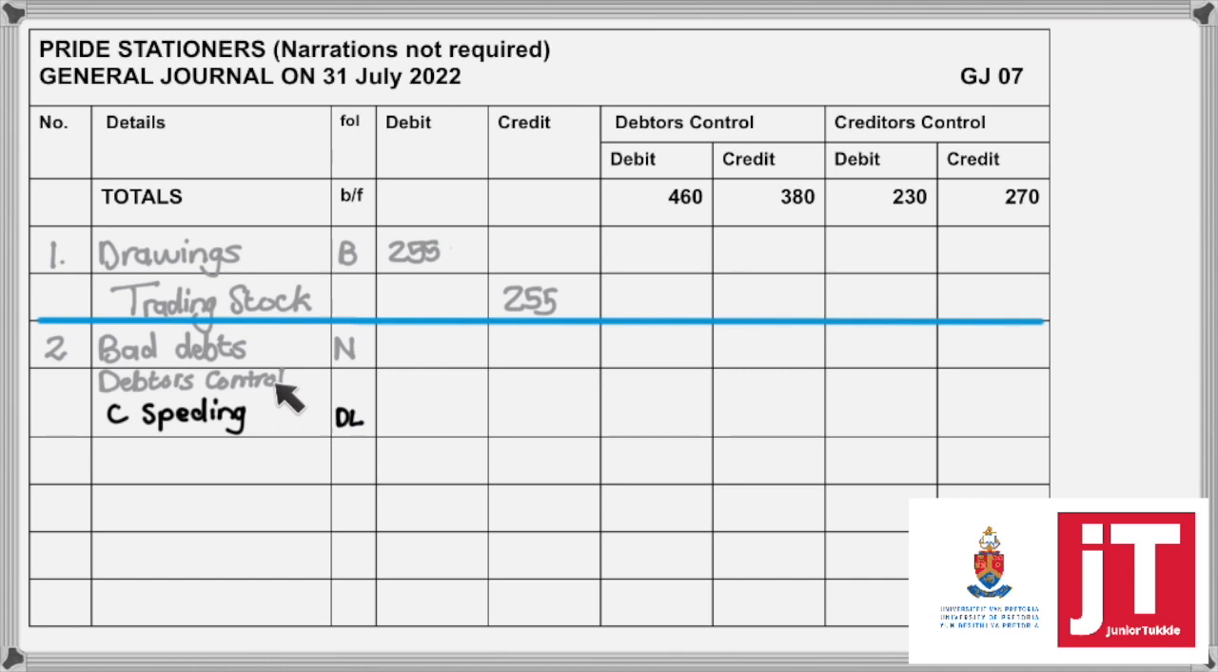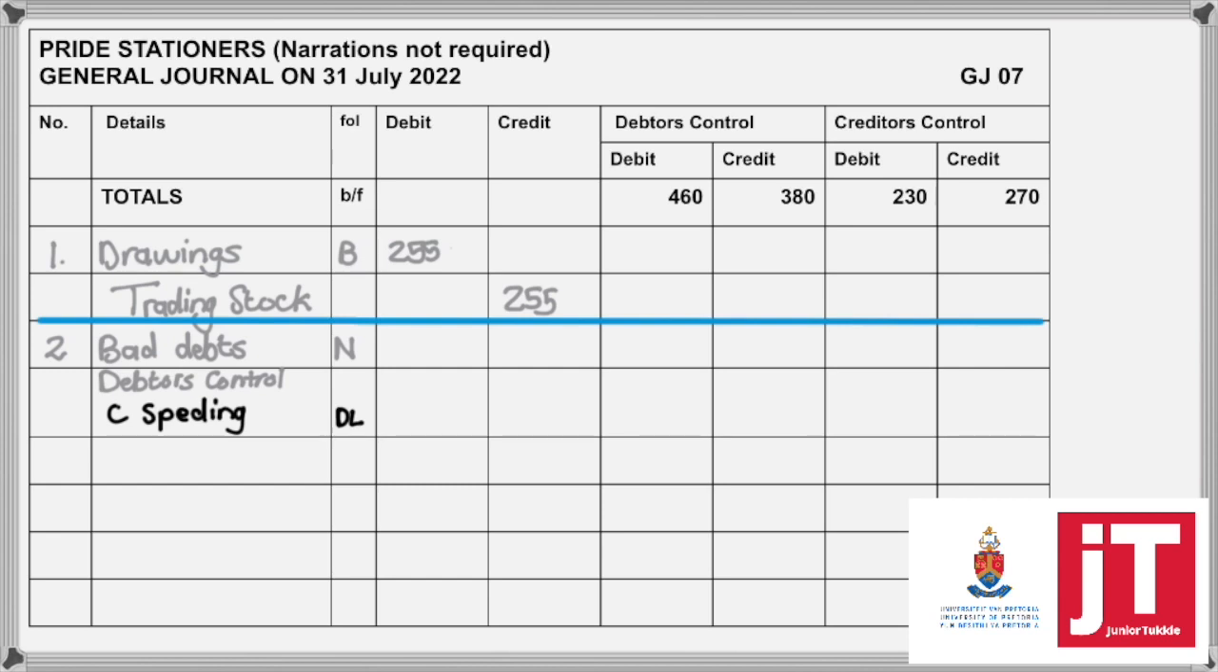Debtors control above here, I like to put it there as a reminder that this has to go to the debtors control columns as well. So I teach my learners to do both. Debtors control, but that is just a sort of reminder, and the more important one, Spedding, in the details here. You'll get the marks for saying the name of the debtor. And if you just say debtors control, you'll get no marks.